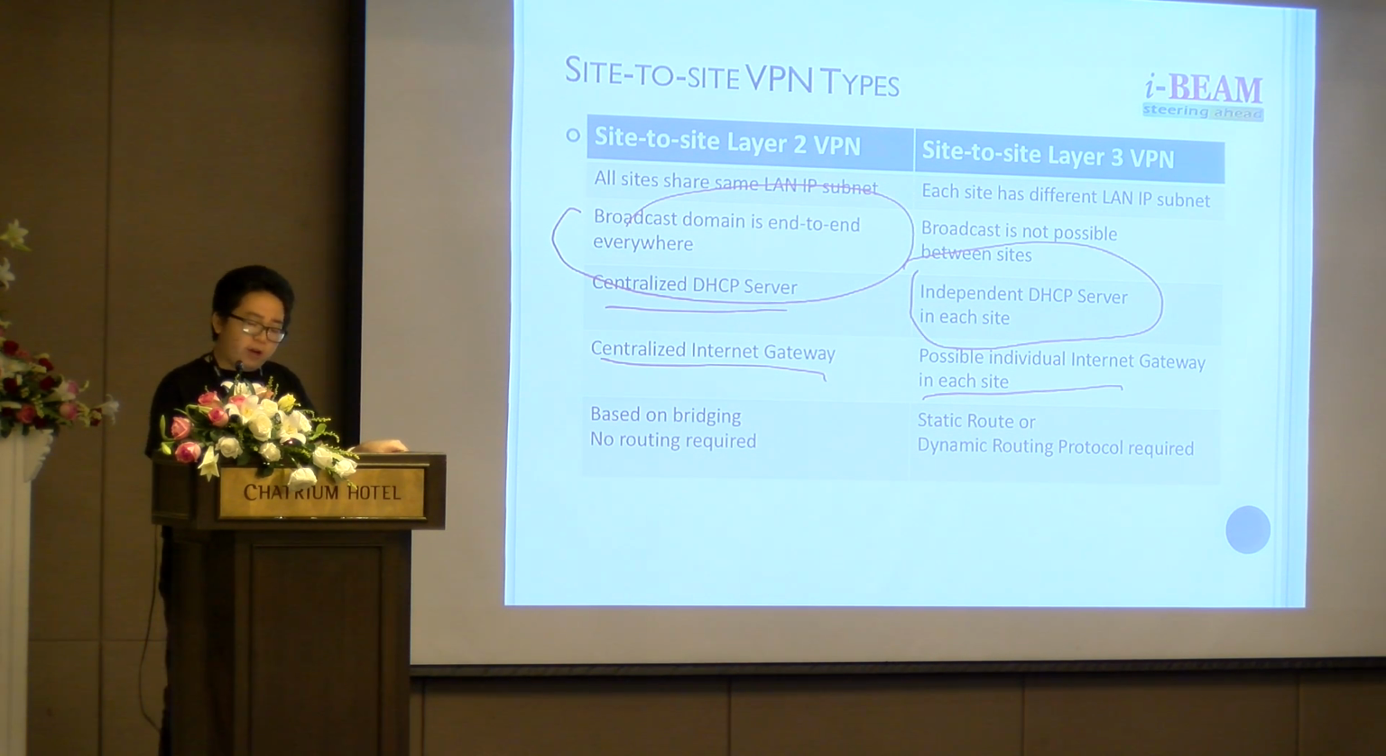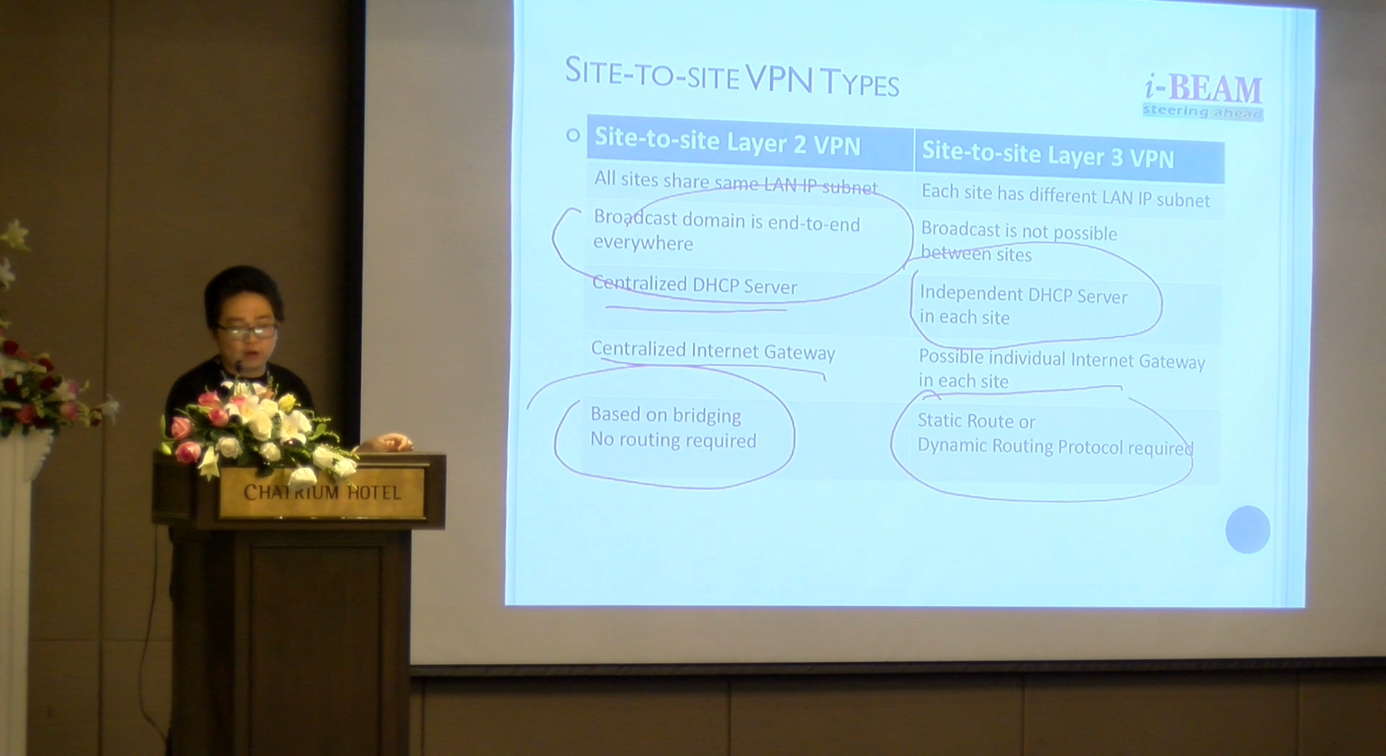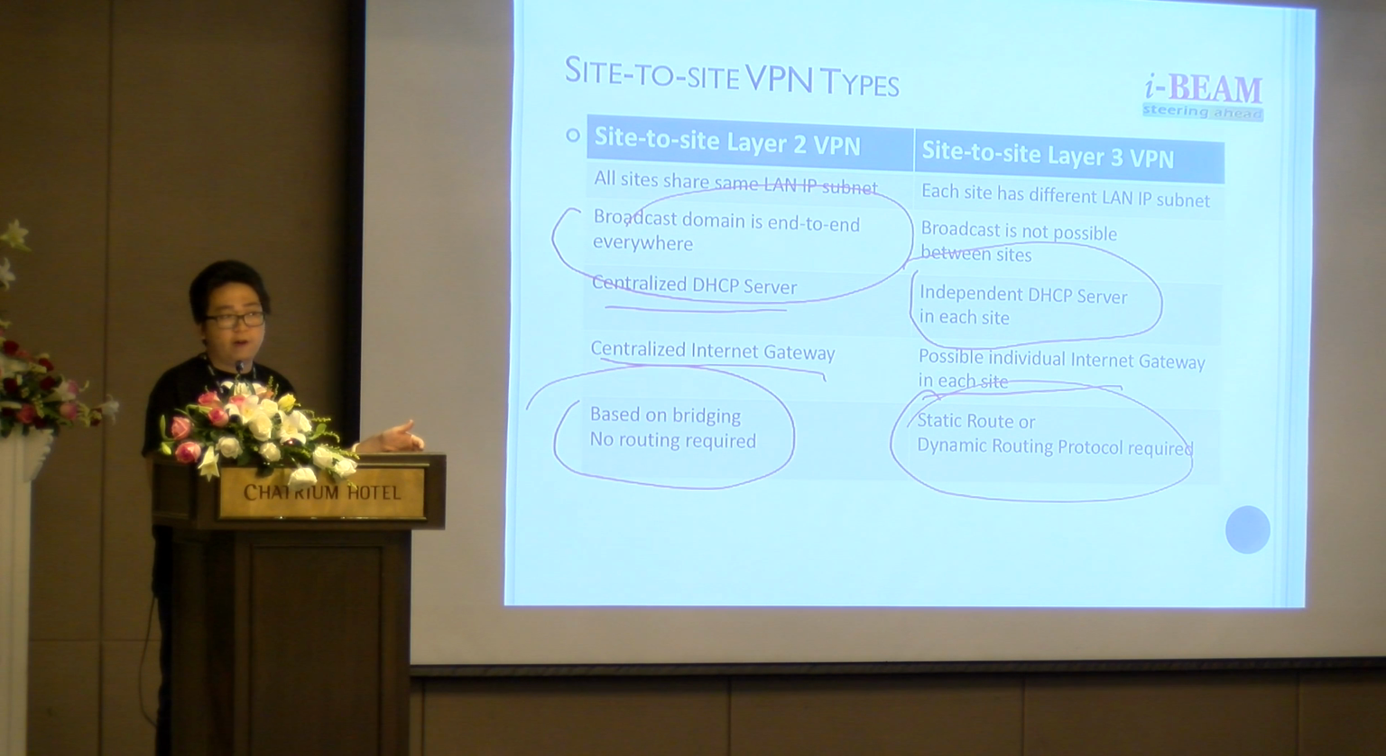In terms of configuration, layer 2 VPN is based on bridging, no routing required. That's why a moment ago I said for EoIP that someone presented this morning, if he is using bridging, then it is layer 2. If he is using routing, then it is layer 3. Because in layer 3 you are using multiple subnets, so you need to do routing between the subnets. Routing can be static routes or a dynamic routing protocol, RIP, OSPF, or if you want, you can use BGP.